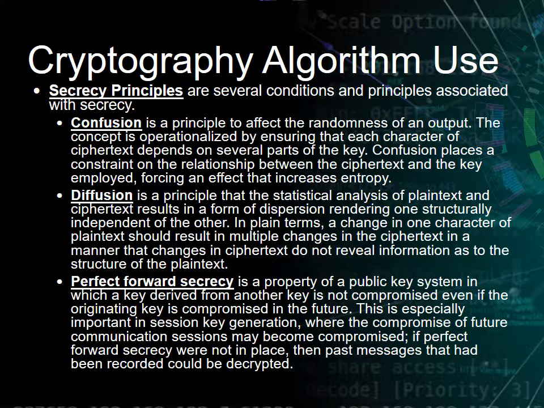Perfect forward secrecy is a property of a public key system in which a key derived from another key is not compromised even if the original key is compromised in the future. This is especially important in session key generation, where future communication sessions may become compromised. If perfect forward secrecy were not in place, then past messages that had been recorded could be decrypted.